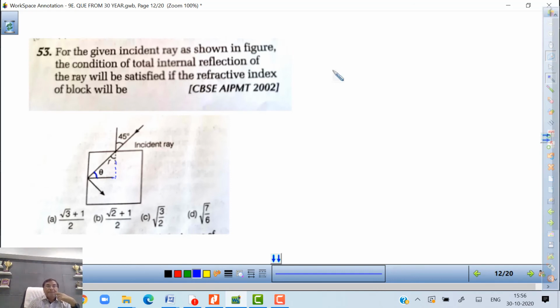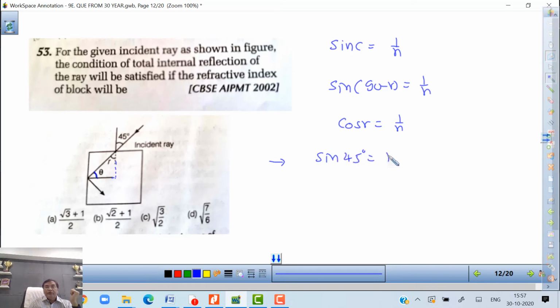તો આપણે કઈ રીતે કરી શકીએ? Sin C is equal to 1 upon n. Okay. So sin (90 minus R) is equal to 1 upon n. And this is cos R is equal to 1 upon n. Here I have one more formula from Snell's law. That is sin 45 is equal to n sin R. So 1 upon root 2 is equal to n sin R.